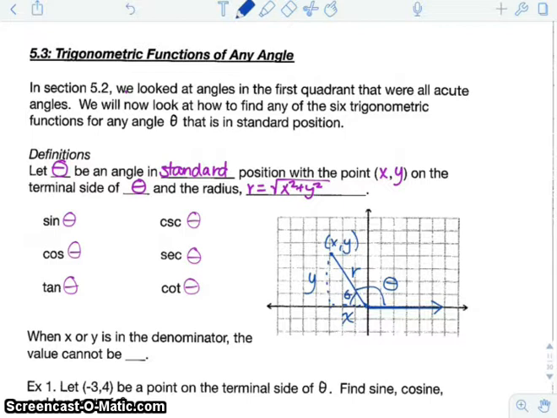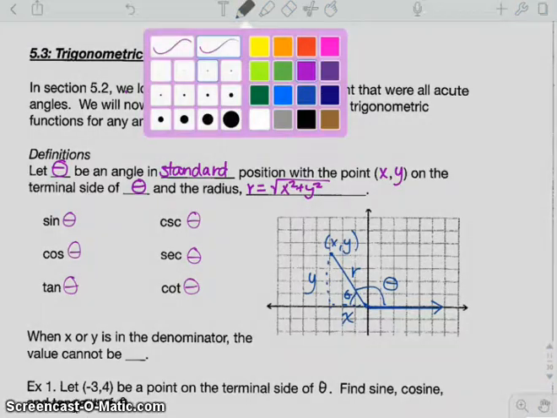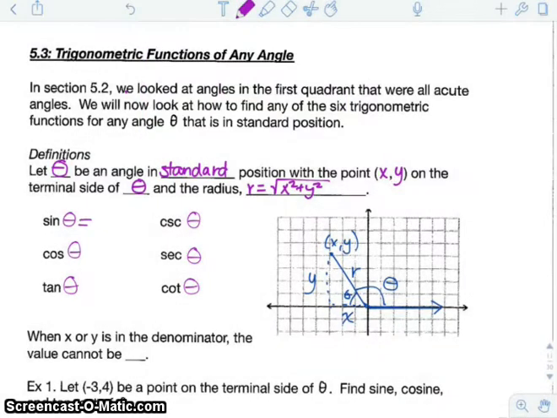With theta in here, sine is opposite over hypotenuse, so sine is y over r. Cosine is adjacent over hypotenuse, so x over r. Tangent is opposite over adjacent, so y over x. Cosecant is the reciprocal of sine, so r over y. Secant is the reciprocal of cosine, so r over x, and cotangent is the reciprocal of tangent, so x over y.